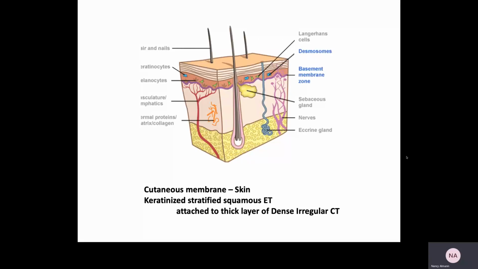When you talk about the cutaneous membrane, you are talking about oftentimes the skin. You have keratinized stratified squamous epithelium, which is going to be attached to a thick layer of dense irregular connective tissue, which is why I put up the slide that I showed you before of dense irregular connective tissue, because it sits deep to that stratified squamous epithelial layer of the epidermis.